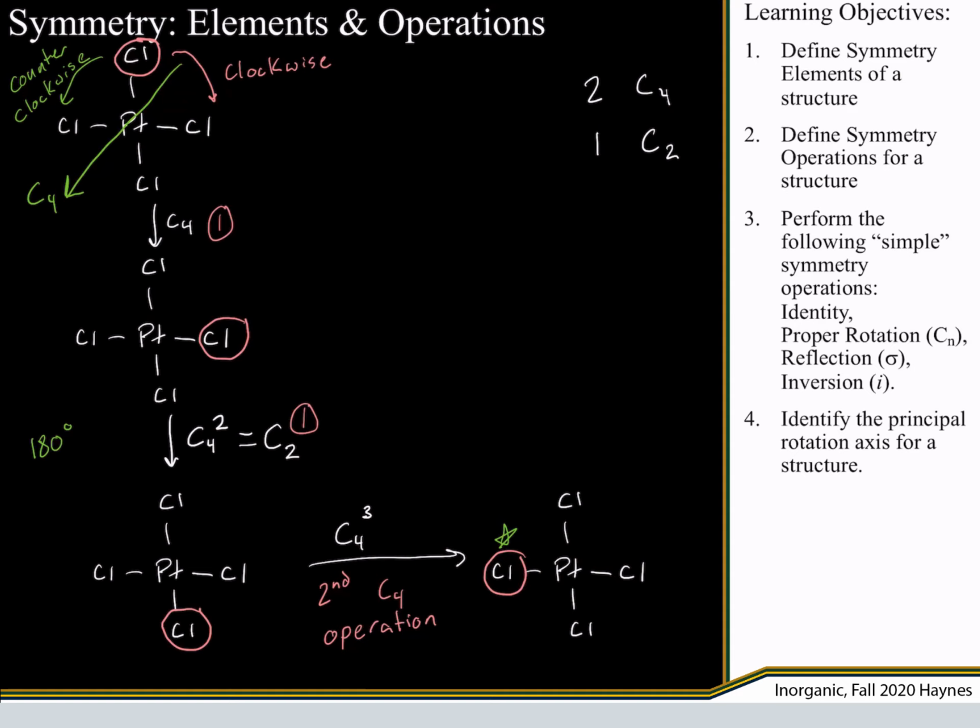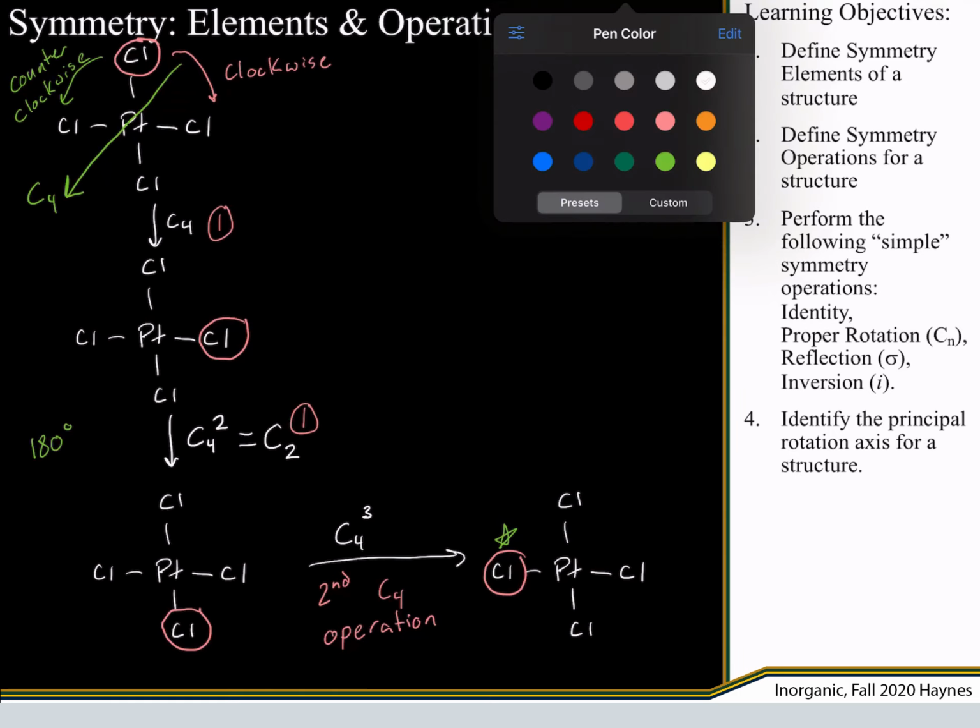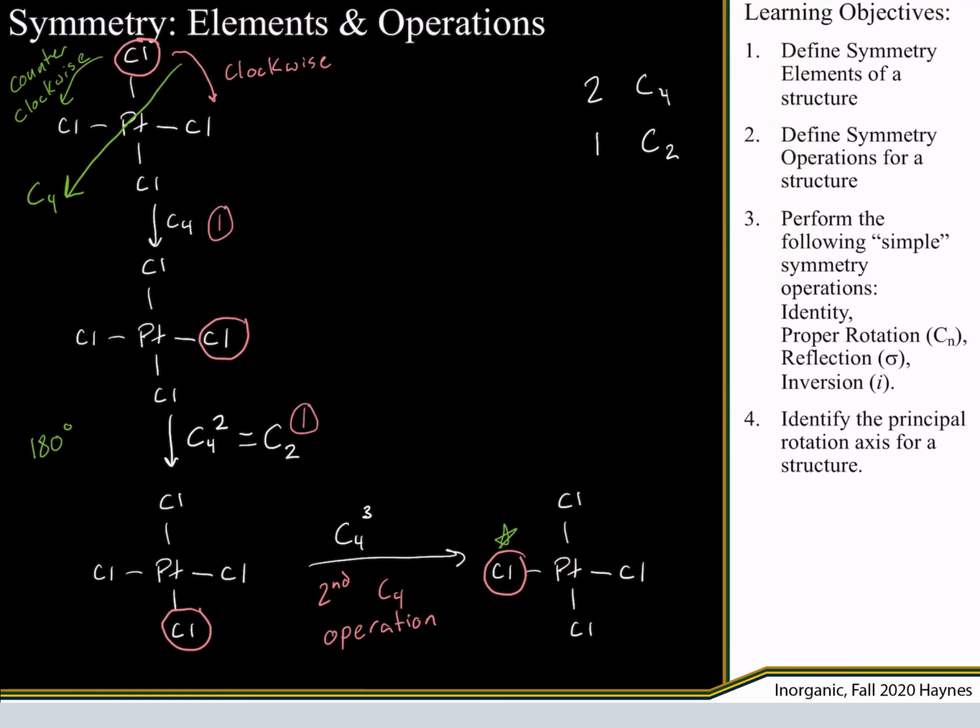But like I said earlier, what if we did one last C4? What if we took this molecule back up to where we started? This would be essentially that fourth C4, right? So C4 to the fourth, what happens? This has a special name. This is called E, which is the identity. Every single molecule, when we are describing the symmetry of a particular molecule or structure, has the identity, right? This is the mathematical equivalent of multiplying by 1.